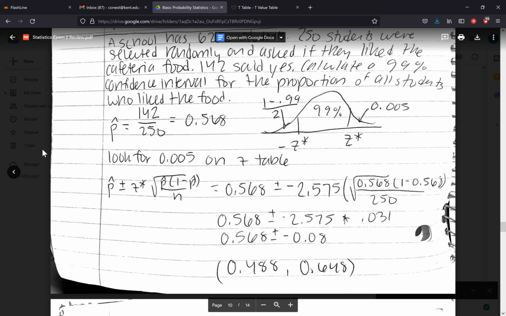So first, we can find our p hat, our sample proportion. So in our sample, 152 students said yes, they liked the food out of 250. So our p hat is 0.568.